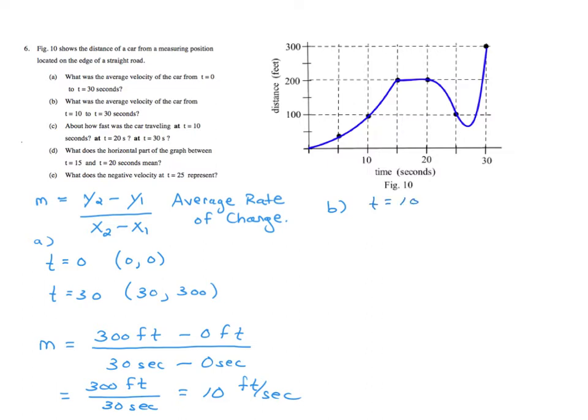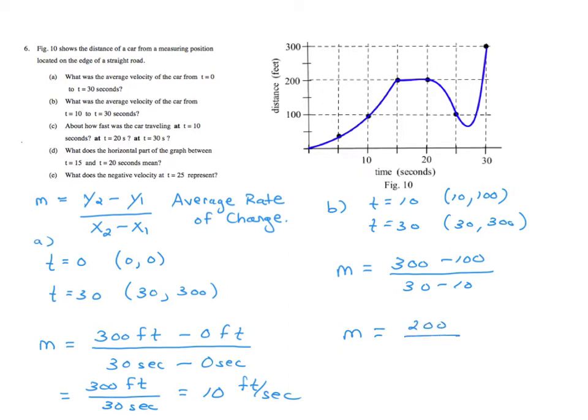So when t is equal to 10 seconds, we have the point 10, 100. So that is at 10 seconds, the car's traveled 100 feet. For t equals 30 seconds, again, we already know that point, it's 30, 300. When I look at the formula for slope, I get the difference of the y's is going to be 300 minus 100. The difference of the x's is 30 minus 10. When I take this expression and simplify it, I get 200 over 20. This reduces down to 10 as well, but I know the units are going to be feet per second.